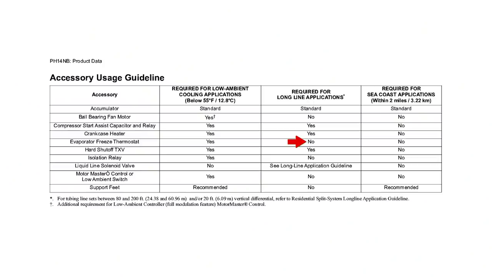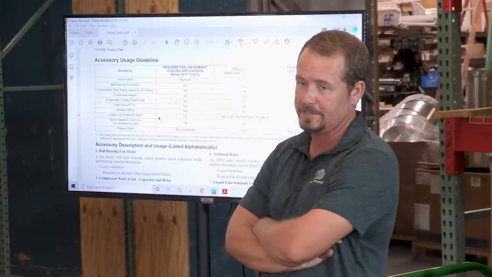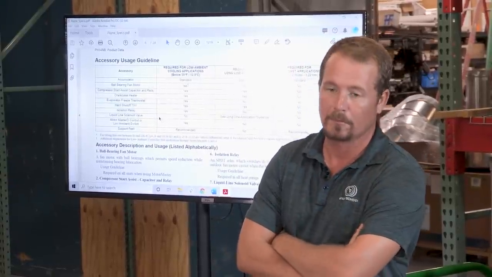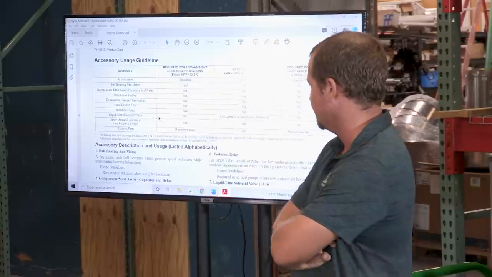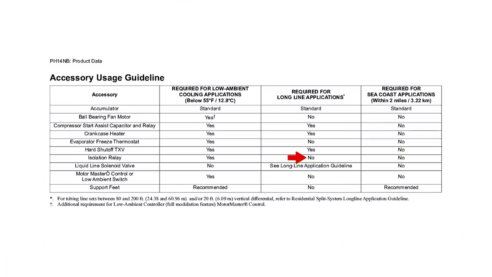Evaporator freeze thermostat? Nope, because that has nothing to do with long line. Hard shutoff TXV? Yes, that's pretty much across the board, right? Hard shutoff TXVs, remember what we read in the last guide, if you're over 30 feet, in a lot of cases, you should have a hard shutoff TXV. So we already talked about what that does. Isolation relay, no. Liquid line solenoid valve, see long line application guidelines.